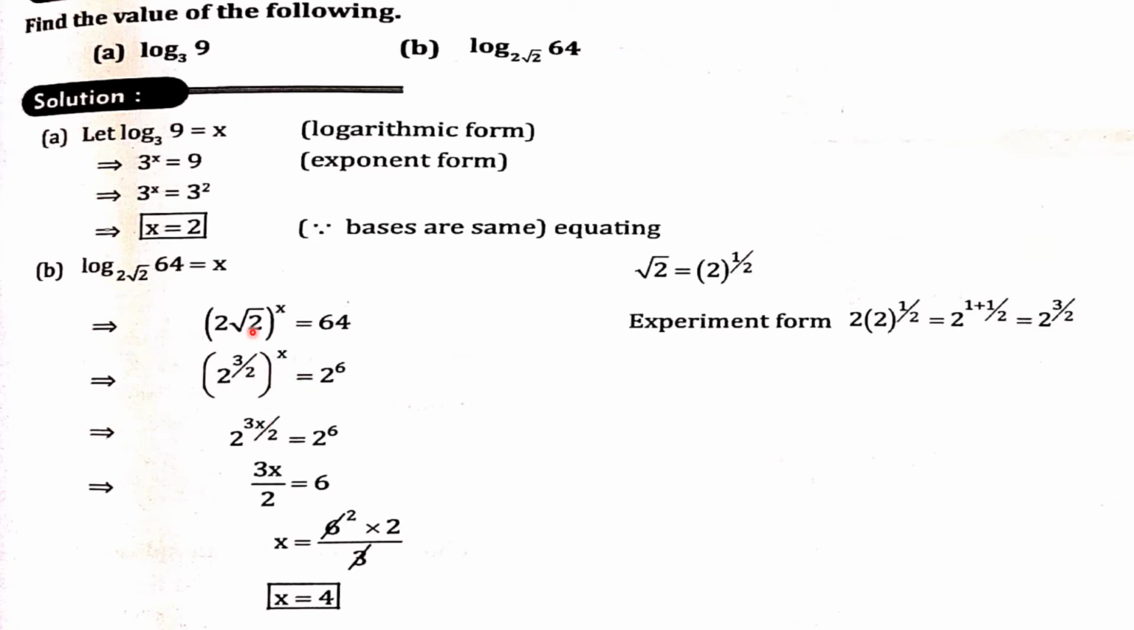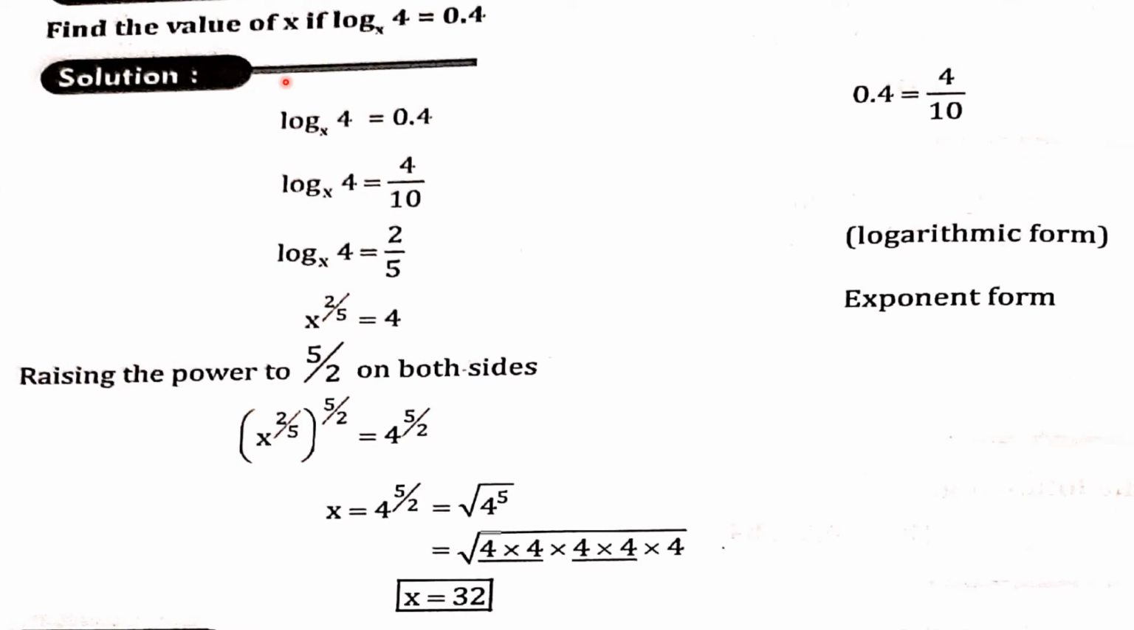So now this 3 into x will become 3x. So 2 to the power 3x divided by 2 is equal to 2 power 6. 3x by 2 is equal to 6. So only powers will be equated. x is equal to 6 into 2 divided by 3. So your x value will be 4. So this is how we will find out the x value.